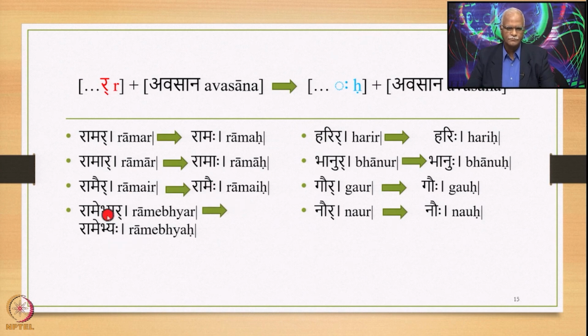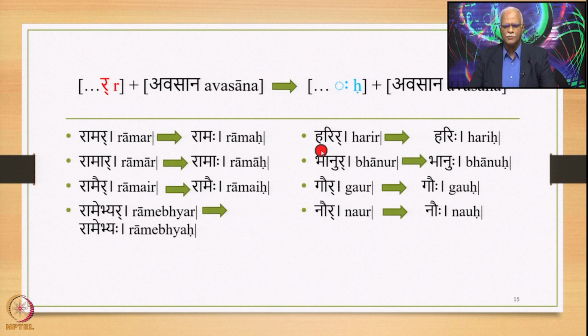Similarly Ramebhyar is the input and the output generated would be Ramebhyaha. This would be the 4/3 as well as the 5/3. This is in case of the word Rama as a Pratipadika.